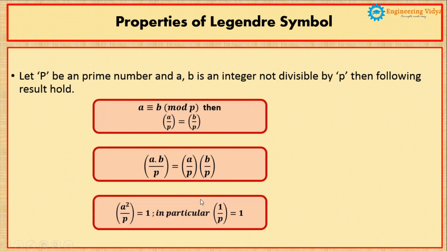The third property says that if you want to calculate the Legendre symbol of a square and p, then directly you can put the answer 1. No need to calculate anything, right? So this is one of the shortcut methods to calculate the Legendre symbol of a square and p, right?